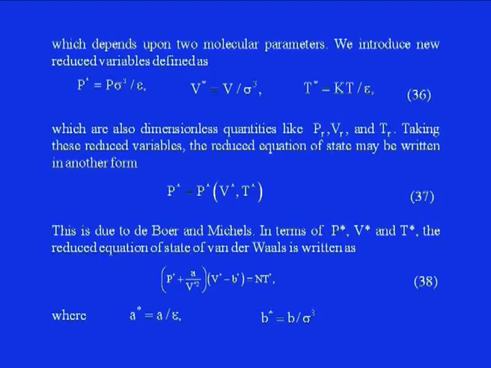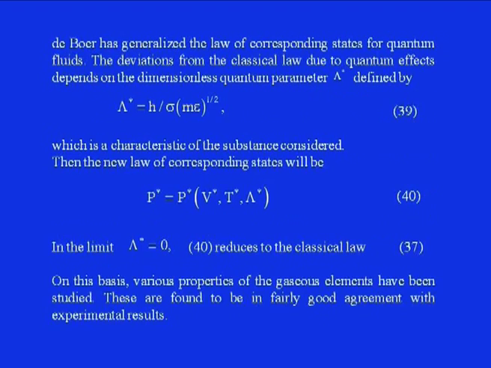Then the new law of corresponding states will be a function of some other variable lambda star, which takes into account the quantum corrections: p star equal to p star as a function of v star, t star, and the further variable lambda star. Obviously, the lambda star equal to 0 limit reduces to the classical law, where p star is a function of only v star and t star. On the basis of this, various properties of gaseous elements have been studied. These are found to be in fairly good agreement with the experimental result.